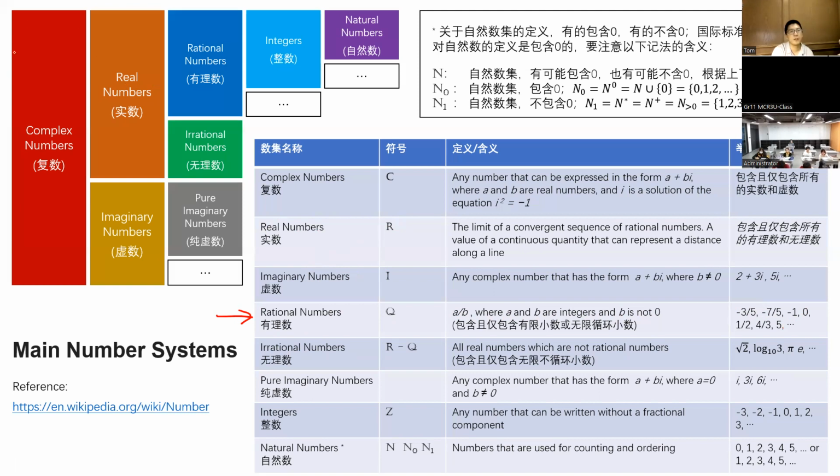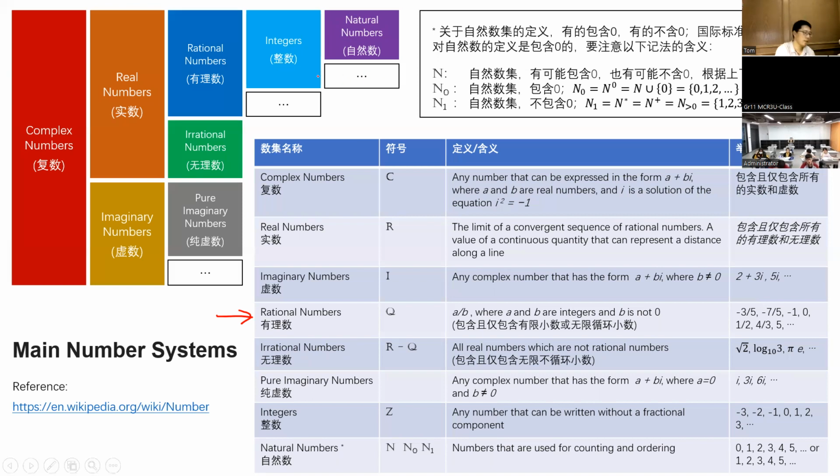The relationships between each type of numbers are also illustrated in the diagram on the top left. As you can see here, the complex numbers is the largest number set, which contains real numbers and imaginary numbers, where real numbers contains rational numbers and irrational numbers. Imaginary numbers contains pure imaginary numbers and other types of imaginary numbers, non-pure imaginary numbers. Rational numbers contains integers and non-integers, and integers contains natural numbers and non-natural numbers.